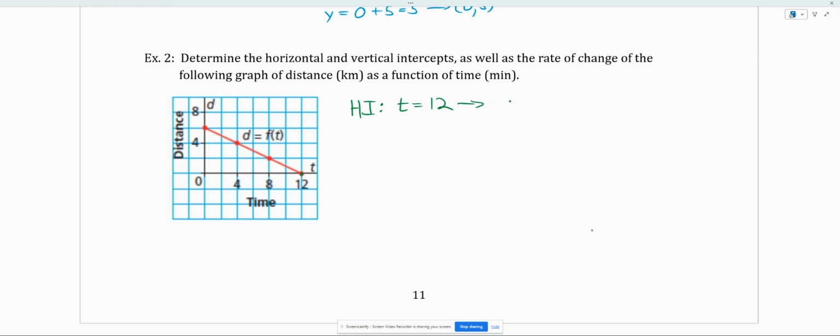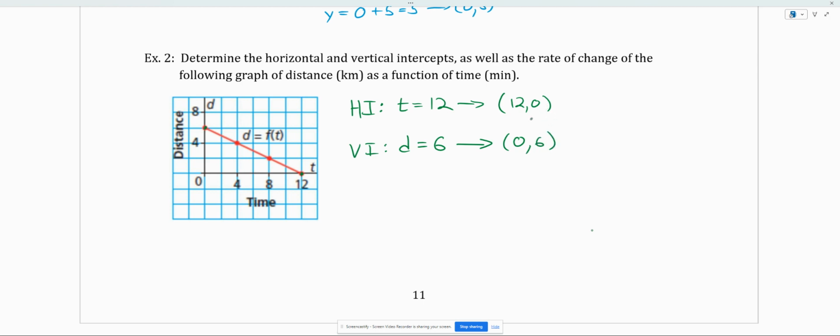Or in other words, if I was graphing it as a coordinate, we would say (12, 0). And then my vertical intercept, we'll get that right off the graph here. This is distance on here, so these are growing up by 2's. So that's going to be at d equals 6, or if I were to graph it as a coordinate, that would be at (0, 6).